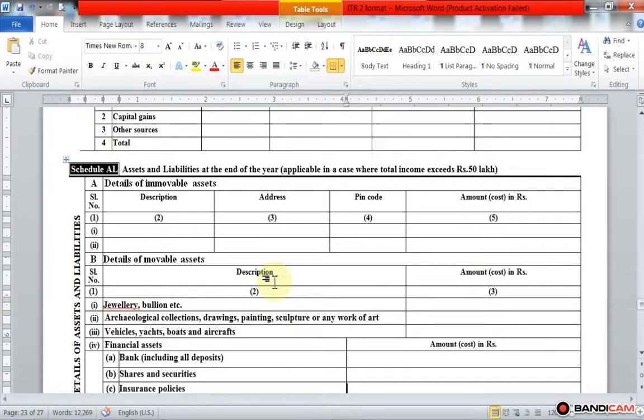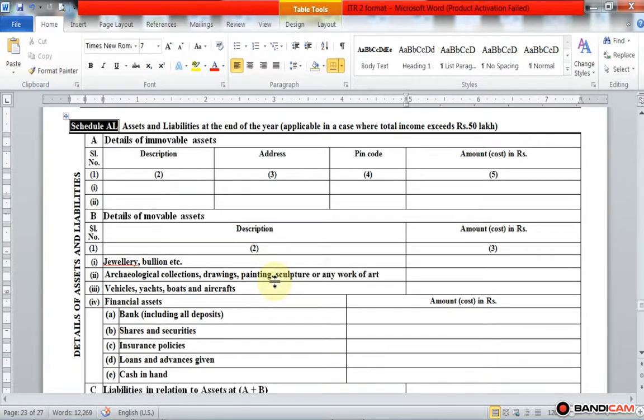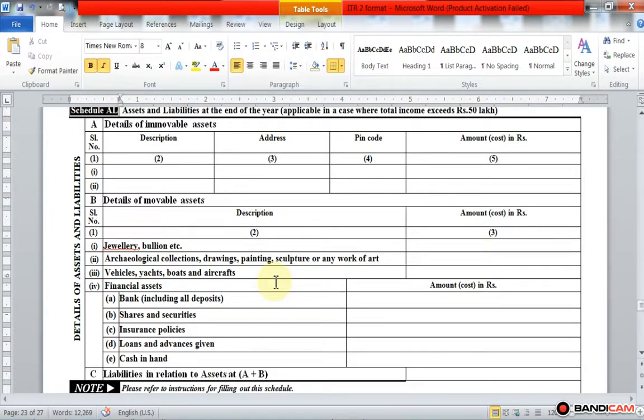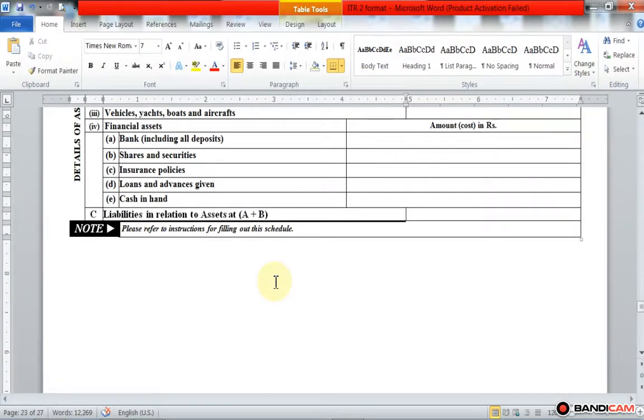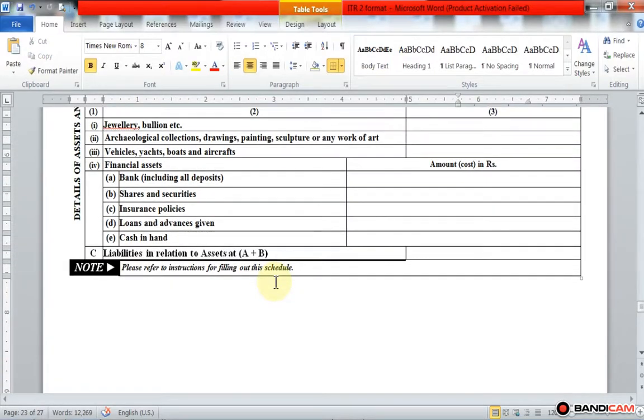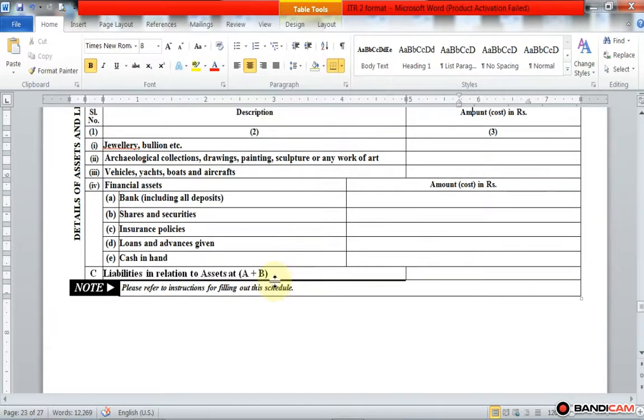Then details of movable assets, jewelry, bullion, etc. Then archaeological collections, drawings, painting. Then next one is vehicle, boats and aircrafts, financial assets. So all these required and applicable information, applicable to SSC, the SSC will fill. If not applicable, if not given in the problem, then we ignore this information.